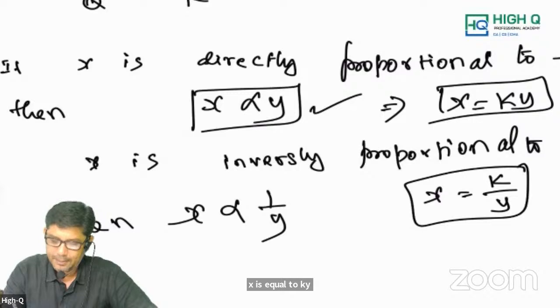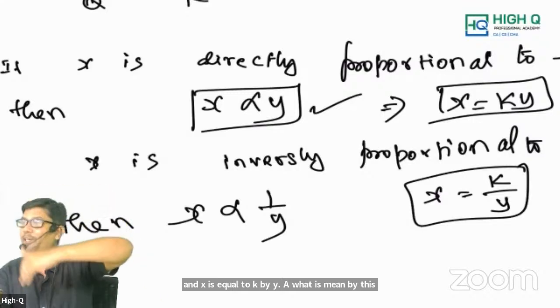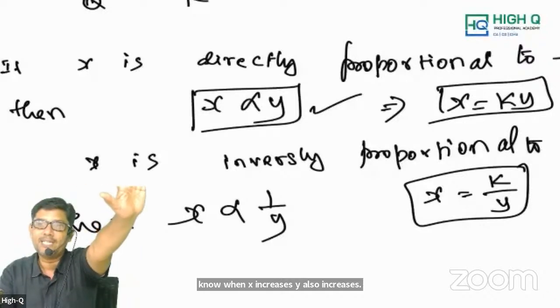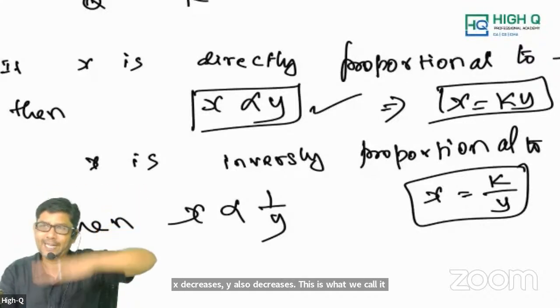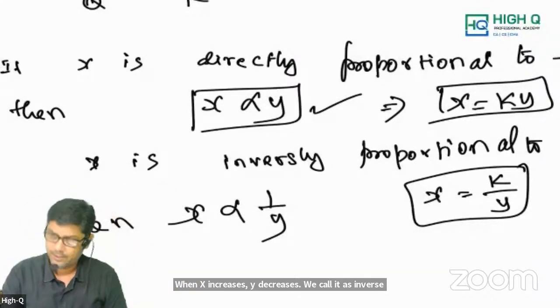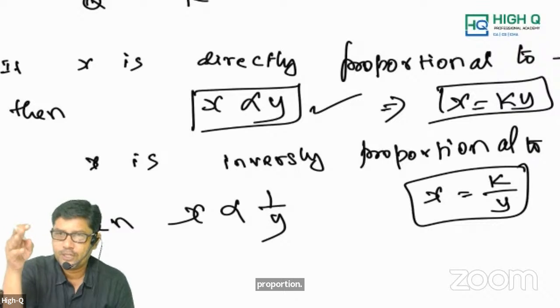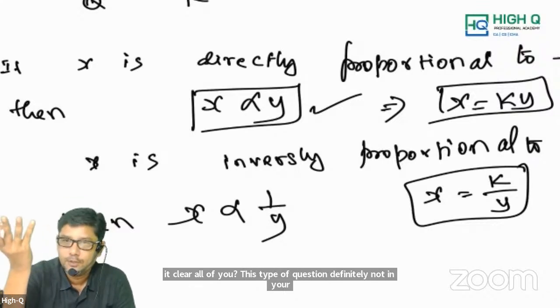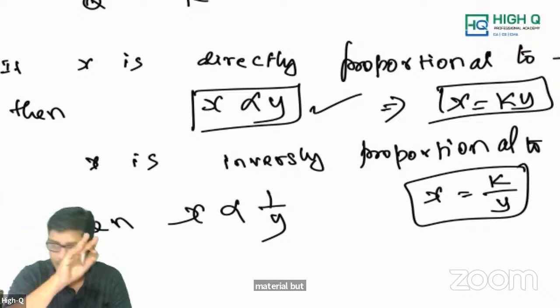What is meant by this? When x increases, y also increases; when x decreases, y also decreases. This is what we call direct proportion. When x increases, y decreases, we call it inverse proportion. Is it clear, all of you? This type of question is definitely not in your material, but it can come. So let us prepare for the worst case scenario.